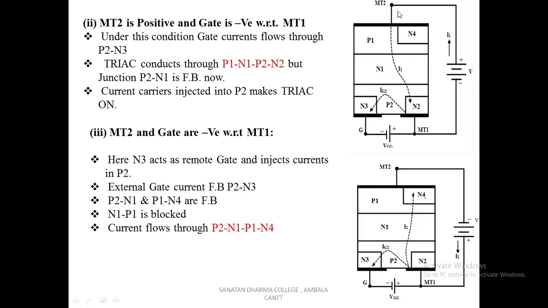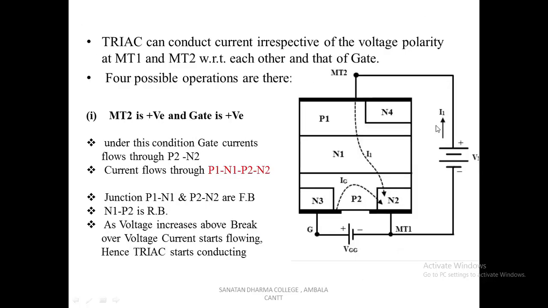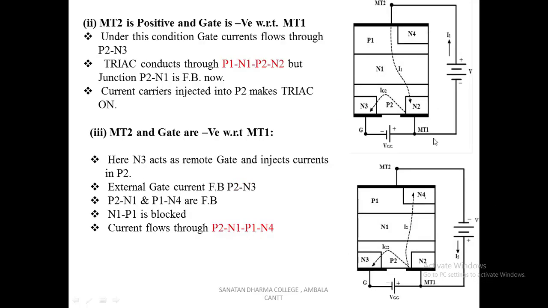It means the supply connections between MT2 and MT1 are the same as in the previous case, but now we have changed the polarity between gate and MT1. So what will happen now? Under this condition, gate current will start flowing through the path P2 and N3, because due to this gate voltage, this junction P2 and N3 will be forward biased, and the current will conduct through P1, N1, P2, N2.